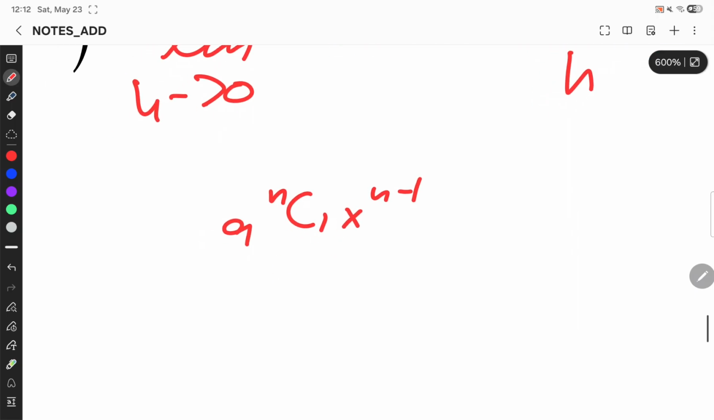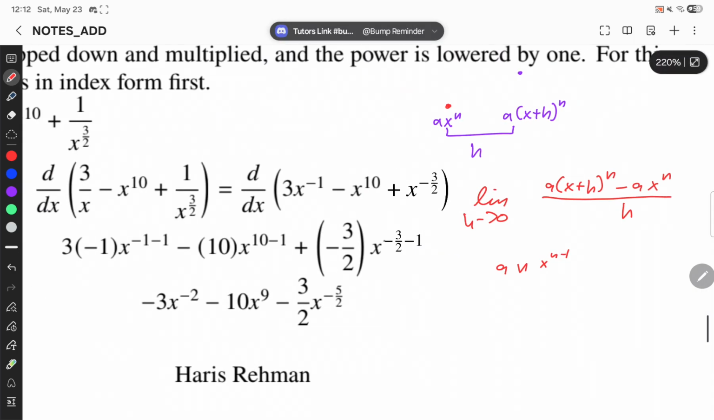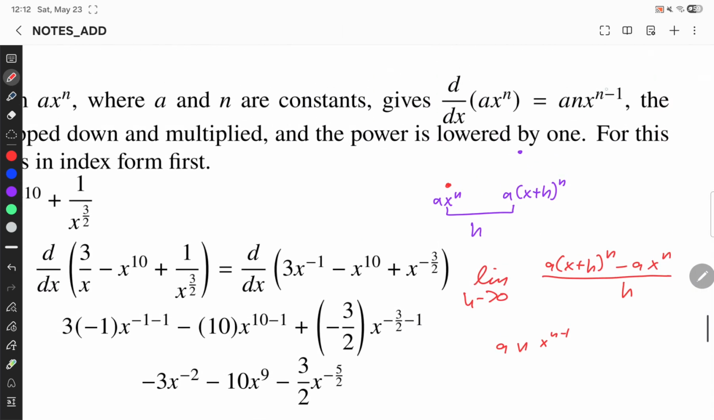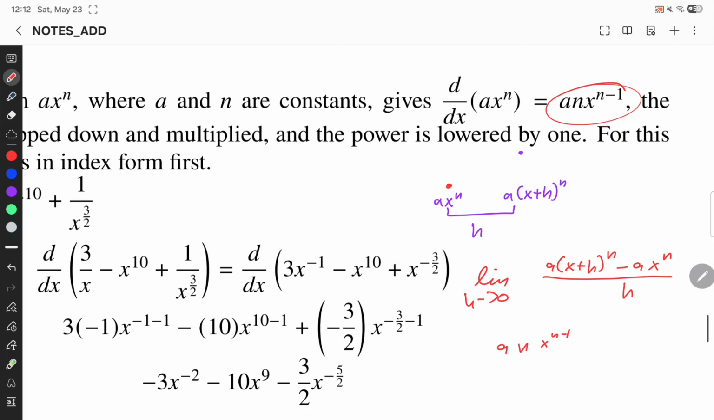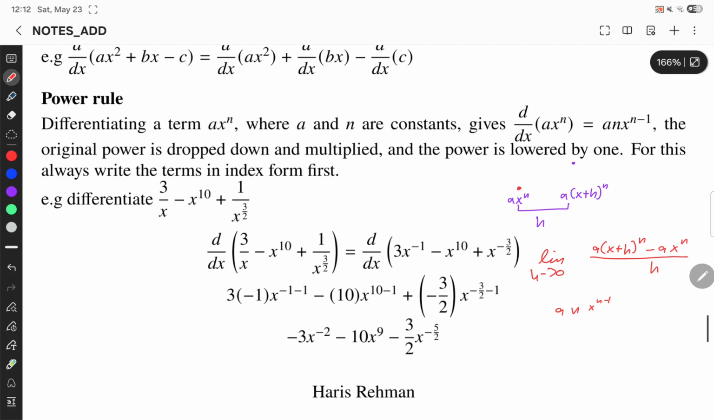Now n choose 1 is the same as n, so this simplifies to n, and voila, what do we have here? The same output. We proved why this works, and we can now use it any way we want. Plug and play. We do not have to worry about it, take this for granted.